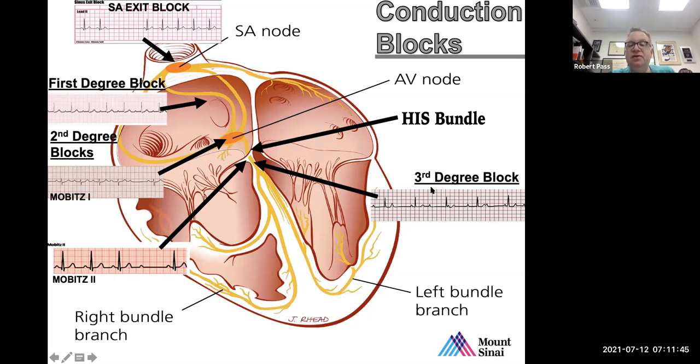And then finally, in third degree block, none of the atrial impulses are conducted to the ventricle. And as I often say in conference, one of the ways to recognize third degree block is looking at the R to R interval. Generally speaking, people who are in third degree block have very little R to R variability within a short period of time on an EKG or a rhythm strip.